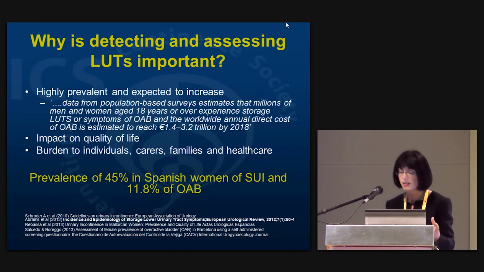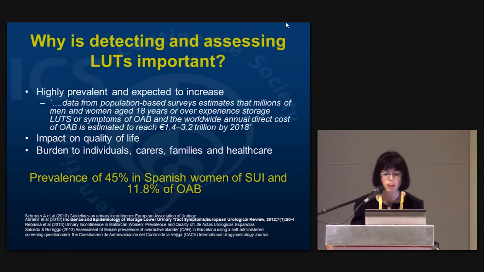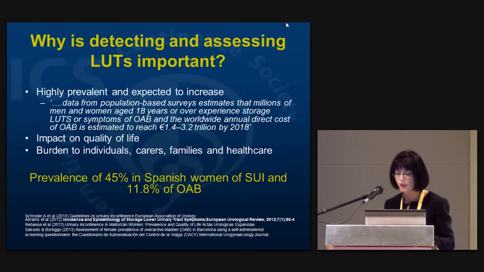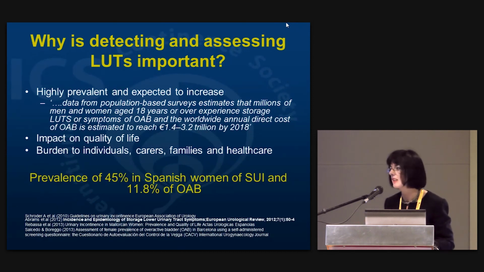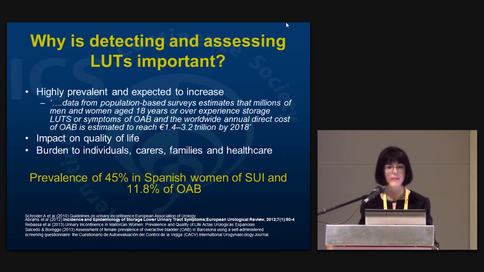And prevalence, in some of the work that I've looked at, the prevalence can reach 45% in Spanish women of stress urinary incontinence and 11% or 12% of overactive bladder. So it is a significant problem. And in my country, we're constantly knocking on doors to say this is a real problem and let's get better work, better education, and making sure we get people to the right place at the right time to be seen by the right people.